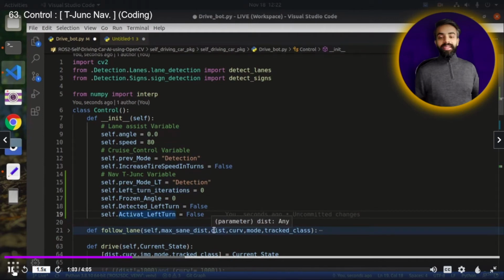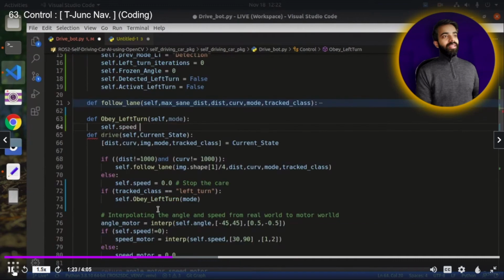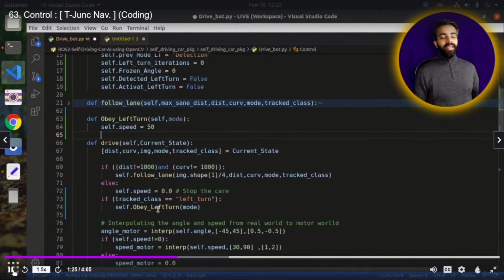Now, we can simply define the function that will actually attempt the left turn feature, that is obey left turn. This takes in two arguments of self and mode. The very first thing that we do inside this particular function is set the self.speed to 50. The reason we set it to 50 is because we want to achieve that precision that we were talking about earlier by making the car move at a steady speed of 50.